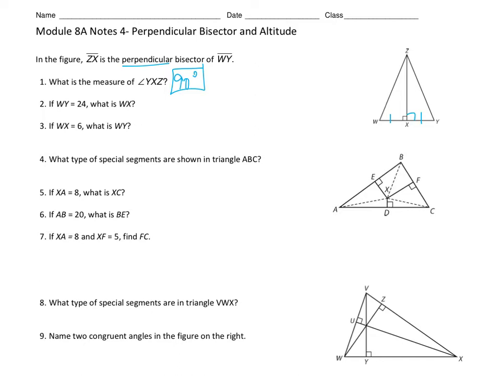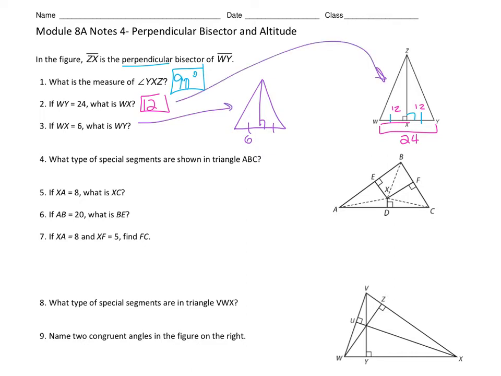Then if WY, so that's this whole distance, is 24, we know that since these two pieces are congruent, those both are going to be 12, so WX will be 12. If WX is 6, so now they're making kind of a new problem. I just drew out a new triangle here for this one versus the 12 using that original one. If we know that WX is 6, the other piece will be the same, and WY, asking what is the whole length, would be 12.